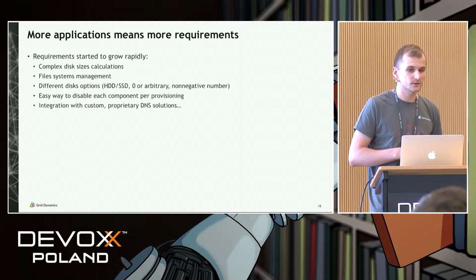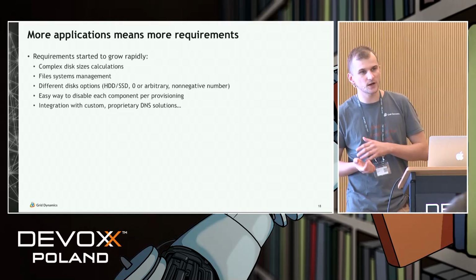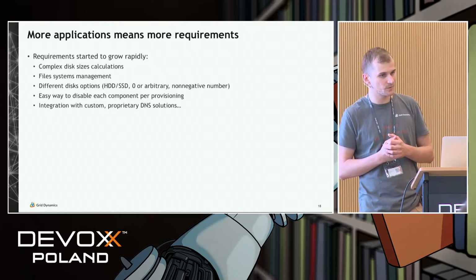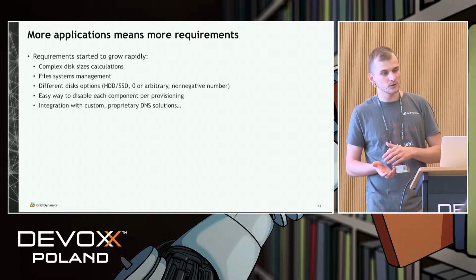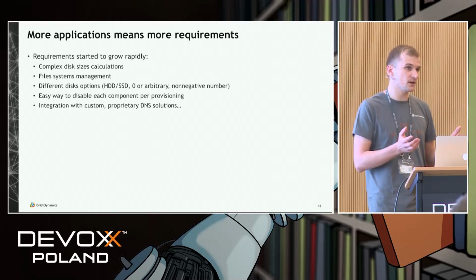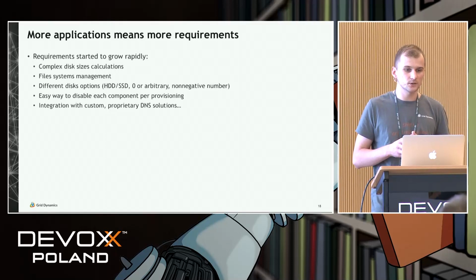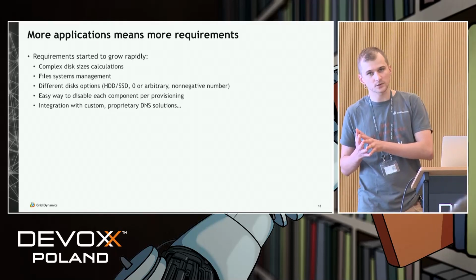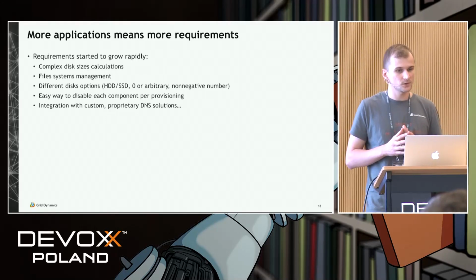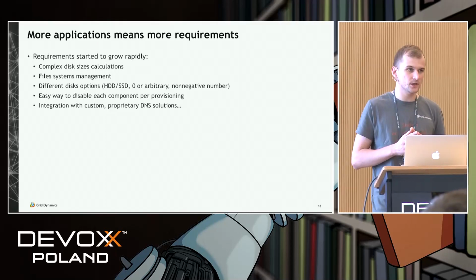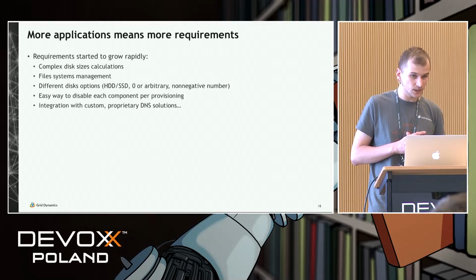And as I said, requirements started to grow rapidly. Teams started to ask us for complex disk size calculations, file system management, which is definitely not a part of infrastructure provisioning. They started to ask us to support different disk options, one or more additional disks or zero disks, HDD or SSD, local SSD, which is a special version of the SSD for Google Cloud. And they would like to easily disable each component per provisioning, which is not that simple in plain Terraform, because conditionals in Terraform are not that obvious. Okay, you can do count equals 0 and it will be like false, but well, with 1 or 2 such conditions, okay, the code becomes complex.